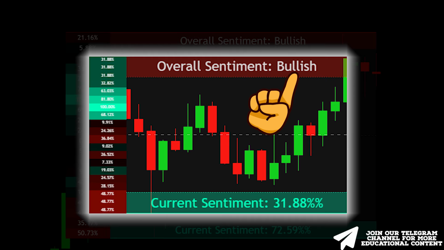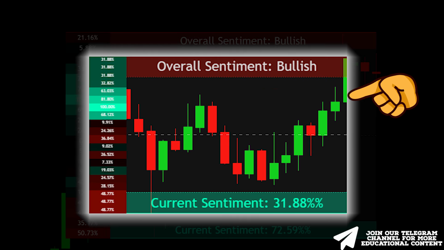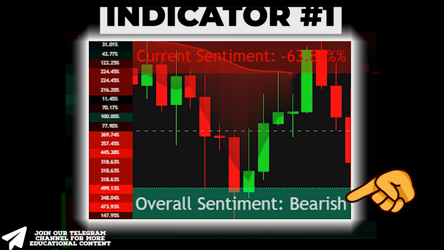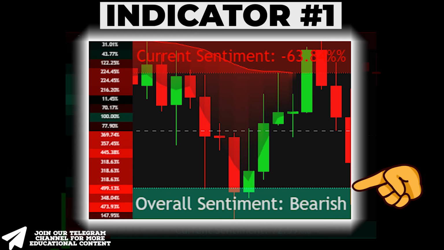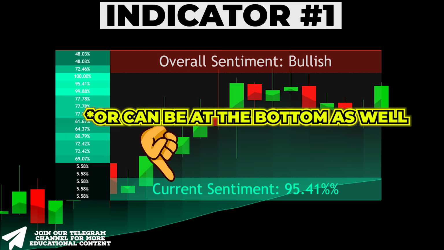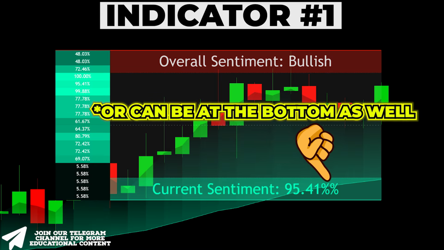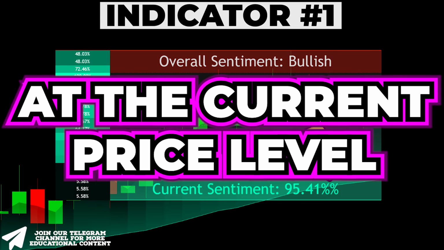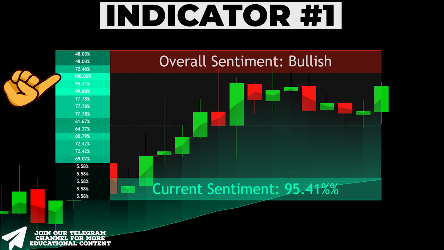It can be bullish, indicating a higher probability of an upward breakout, or bearish, suggesting a greater chance of a downward breakout. Diving deeper, we have the current sentiment value along the top, which shows the sentiment at the current price level and is derived from the sentiment profile.